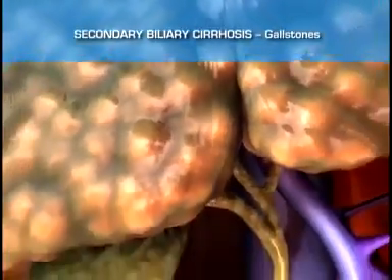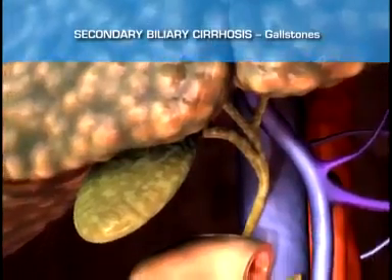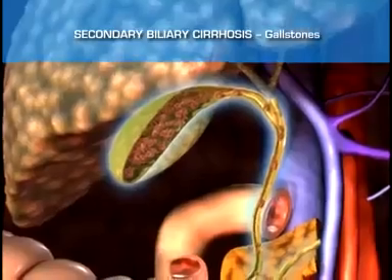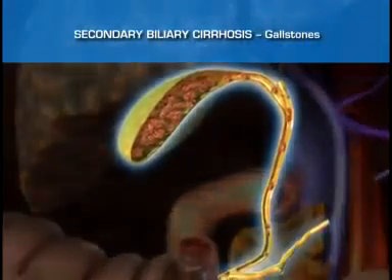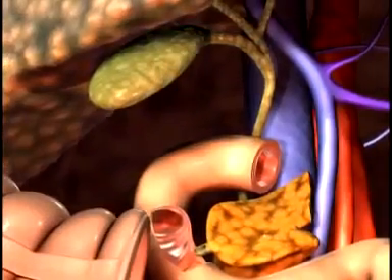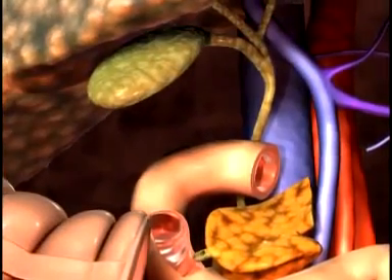Secondary biliary cirrhosis results from prolonged obstruction of the extrahepatic biliary tree, that is, stones in the gallbladder, leading to liver enlargement as bile accumulates due to the obstruction. Patients with secondary biliary cirrhosis may benefit from surgical procedures designed to relieve the obstruction.